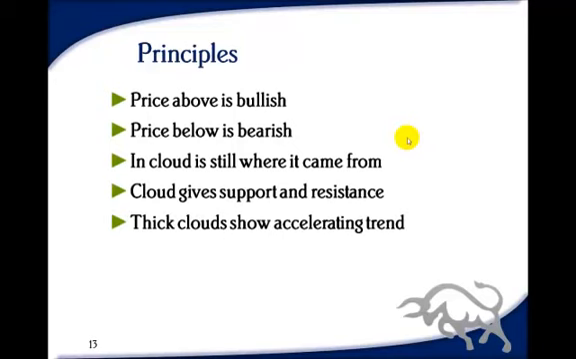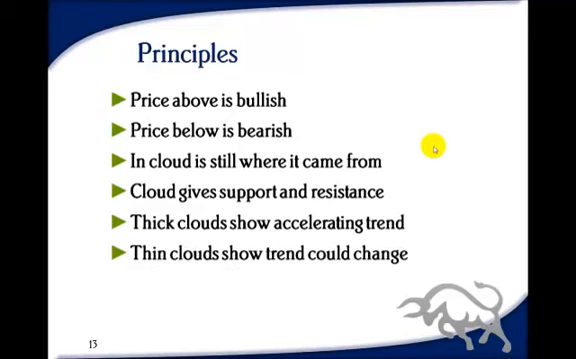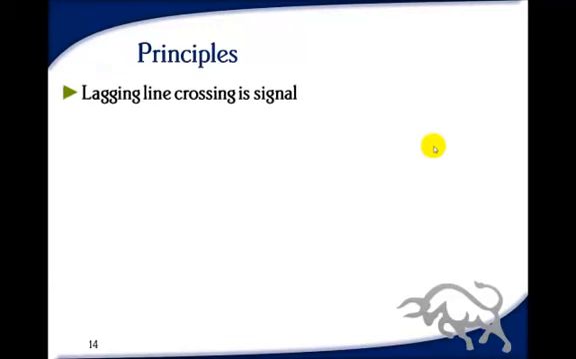This one I haven't mentioned so far, thick clouds. They are wide clouds that show an accelerating trend. They're quite simple really. This is because the leading span A is running away from leading span B, so basically it's accelerating. But the opposite side of that is thin clouds, showing that the trend could change.